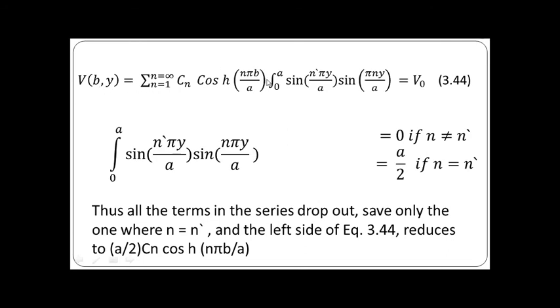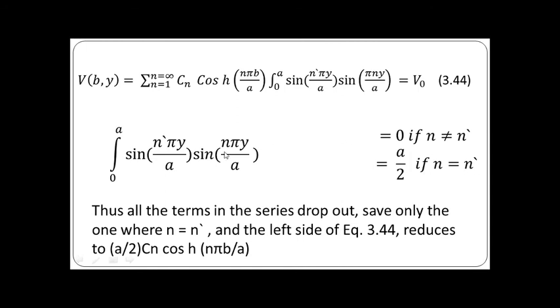If we integrate this side as well as that side from 0 to a with sin n' pi y upon a, then what are we getting? We are getting only one term for this integration on the left hand side, the integration from 0 to a of sin n' pi y upon a times sin n pi y upon a. Here, using the function of orthogonality, we can say that this integral is going to be 0 if n is not equal to n', and this integral is going to be a by 2 if n is equal to n'.